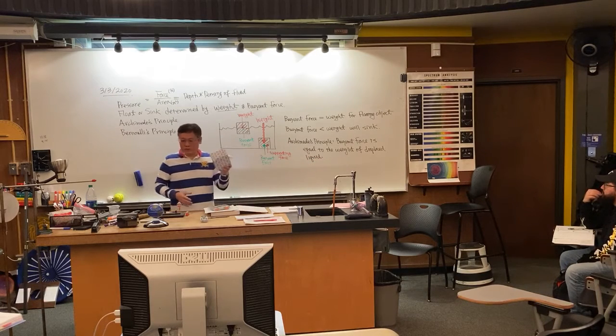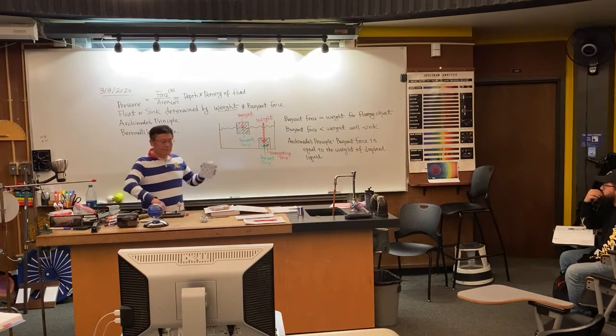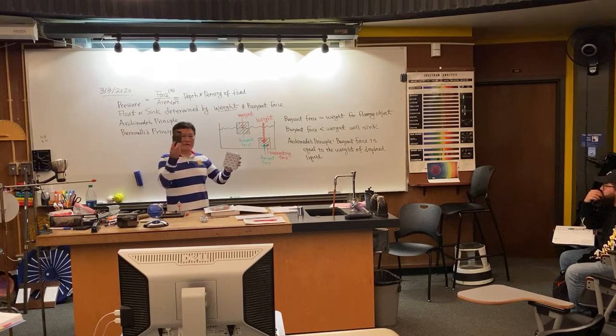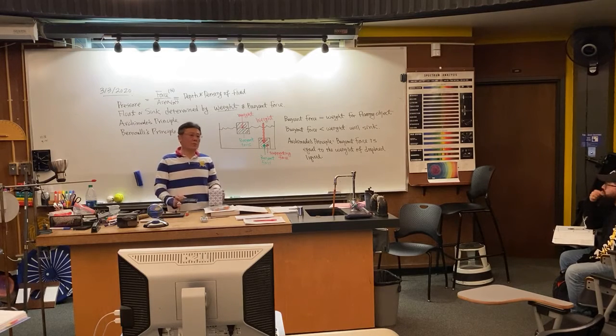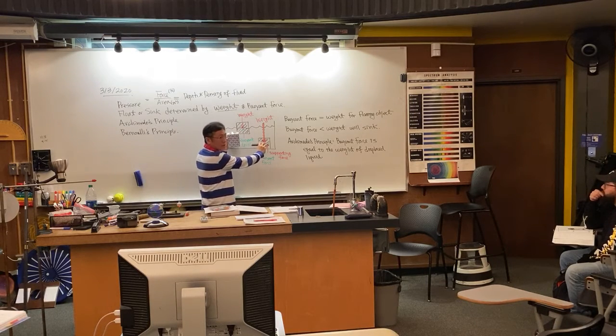So if you sink two objects, let's say I have one object like this, and another object like this, this one has a larger volume and this one has a smaller volume, and they both sink into the liquid in this tank, then this one has a larger buoyant force than this one.